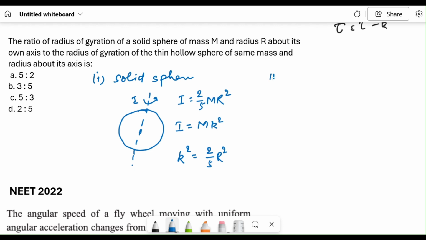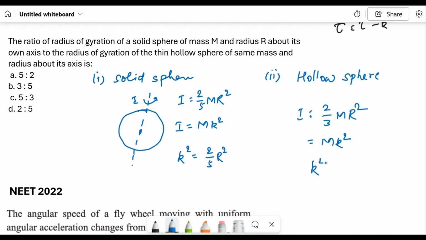In case of a hollow sphere, in the same way, we will have I equals 2 by 3 m r square, and we can equate this to m k square as we have done here already. So this will be k square equals 2 by 3 r square.